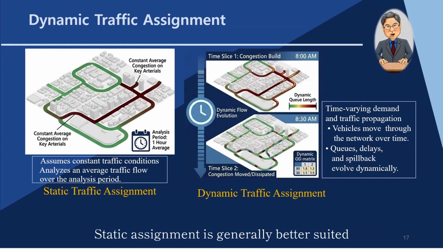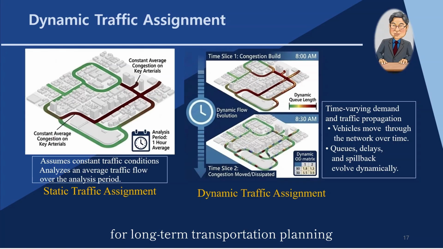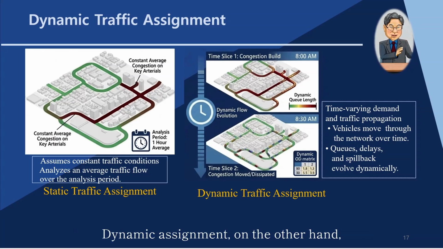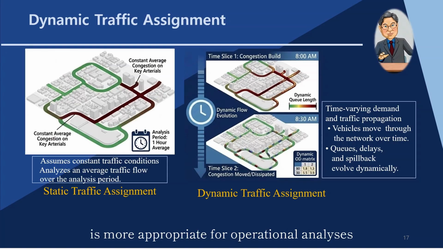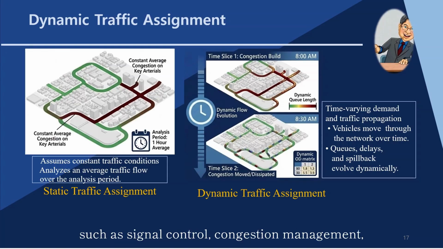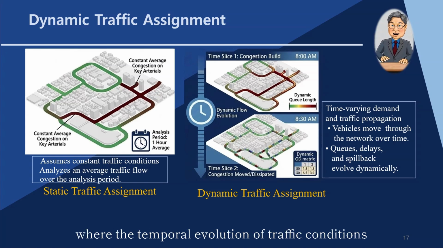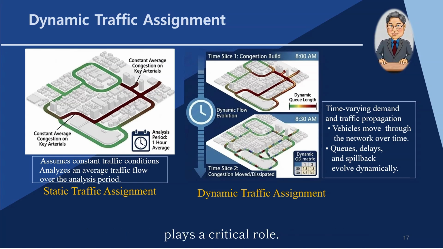Static assignment is generally better suited for long-term transportation planning and large-scale infrastructure evaluation because it is computationally efficient and provides a macroscopic assessment of network-wide traffic conditions and policy impacts. Dynamic assignment, on the other hand, is more appropriate for operational analyses such as signal control, congestion management, and real-time traveler information systems, where the temporal evolution of traffic conditions plays a critical role.